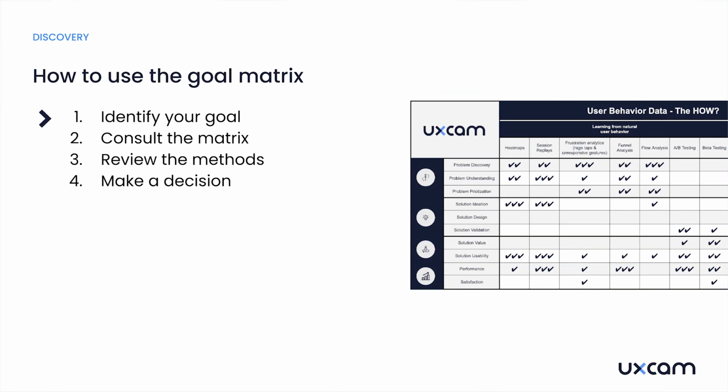Here's how you do it. Identify your goal. Clearly state the goal you aim to achieve with the user research. Consult the matrix. Navigate to the row corresponding to your goal. Review methods. Check the methods listed next to your goal. These are the ones that have been vetted for the effectiveness for your specific aim. Make a decision. Choose the method that seems most fitting. This is where considering your resource constraints comes into play, a topic we'll cover next.